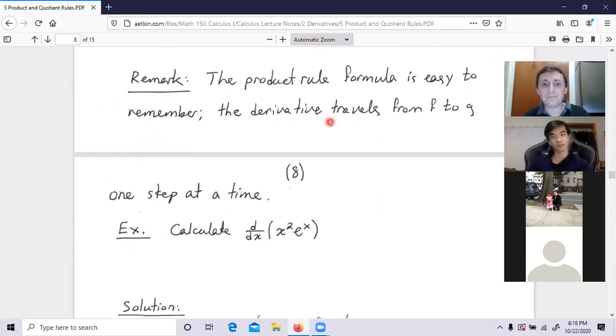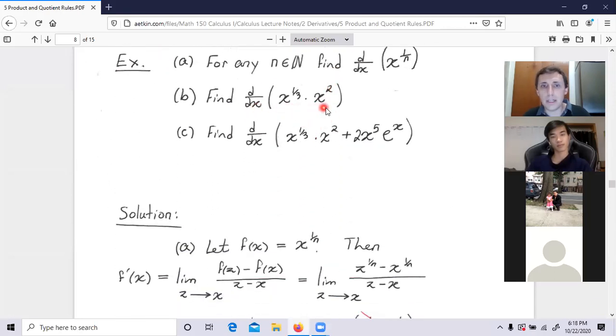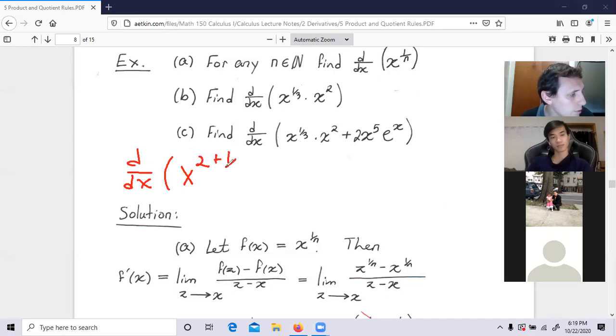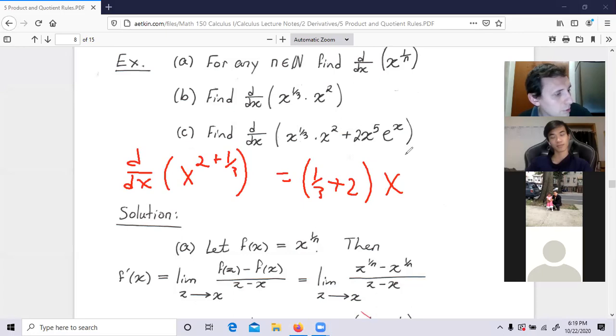All right, so that's why here I use the product rule, because look at it. This is x to the 1/3 times x squared. You could have actually said that the derivative is the derivative of x to the 2 plus 1/3, which is then 1/3 plus 2 times x to the power of 1/3 plus 1. And I don't need to use the product rule. But why do I use the product rule in this situation?